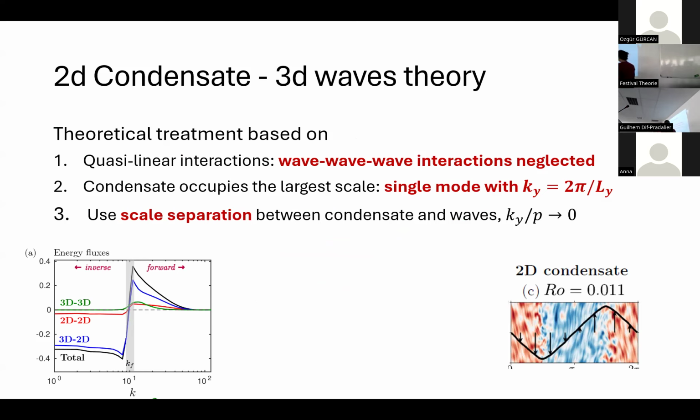We also assume that the condensate occupies a larger scale, so we're just working with one mode in the box. Then, for example, we're computing the Reynolds stress, but we're just computing one mode of the Reynolds stress that corresponds to this one. And then, very importantly, we also use scale separation. The typical wave numbers of the waves, which are k, and ky, which is the wave number of the condensate, the ratio between them goes to zero. So you're in this limit where everything, in some sense, for the waves becomes local. It's very non-local for the condensate, but for the waves, it's very local. And that makes the theory easier.